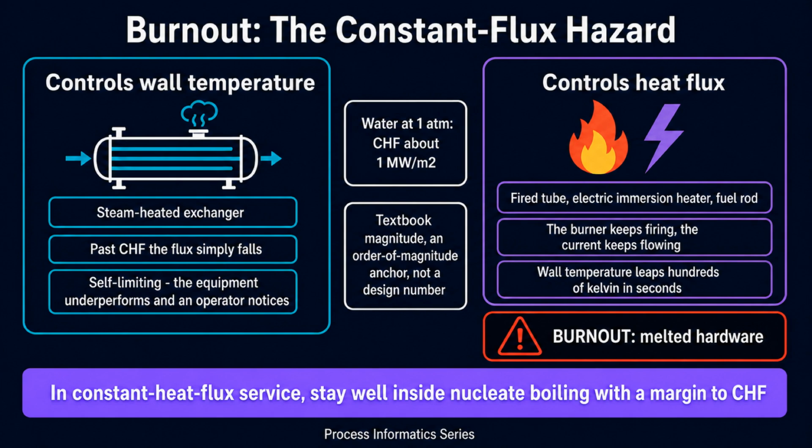melted hardware. For water at 1 atmosphere, the standard textbook magnitude of the critical heat flux is about 1 megawatt per square meter. Treat it as an order of magnitude anchor, not a design number. The design rule is blunt. In constant heat flux service, stay well inside nucleate boiling with a margin to the critical heat flux. Constant temperature devices are self-limiting, which is exactly why steam heating is the safer utility.